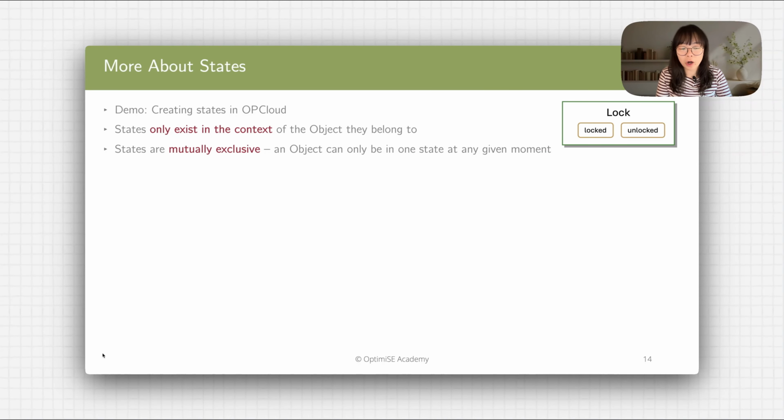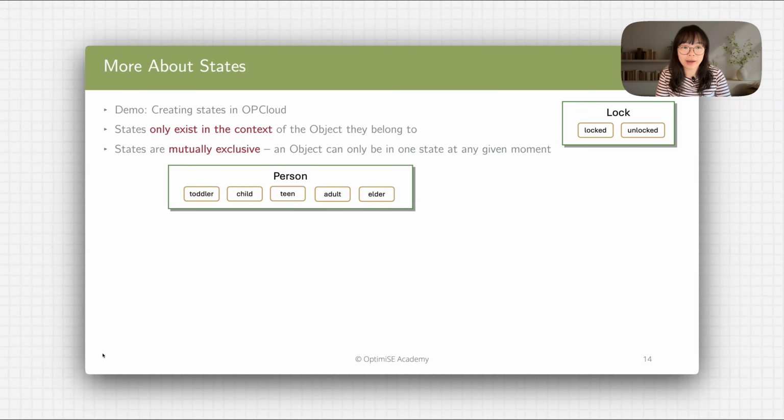For example, for an object called person, we may want to have the life stages as its states. Let's say toddler, child, teen, adult, and elder. These states are fine because they are mutually exclusive. You can be a very childish adult, but still physically, you can either be an adult or child, but not both at the same time.